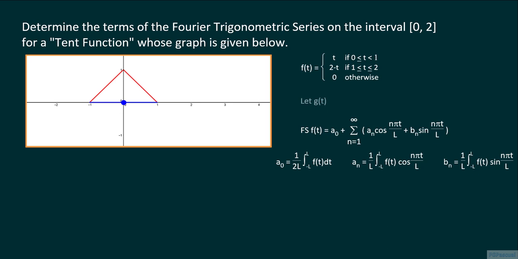Let this translation of f be equal to g of t. G of t should be equal to f of t plus 1. And so on the interval from minus 1 to 0, g of t is equal to 1 plus t. On the interval from 0 to 1, g of t equals 1 minus t. And everywhere else, g of t is 0.